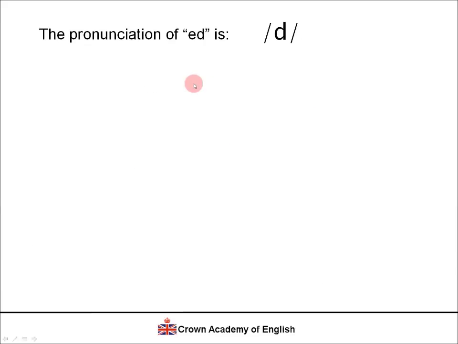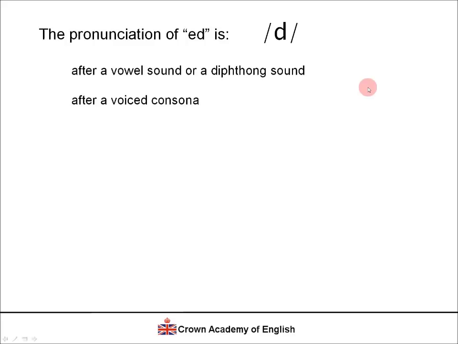So, the pronunciation of ED as d. We do this when the base form ends in a vowel sound or a diphthong sound, or when the base form ends in a voiced consonant sound, except the d sound. Okay? Don't worry, we're going to look at lots of examples in a second. Just wait a few seconds and I'll give you some examples.